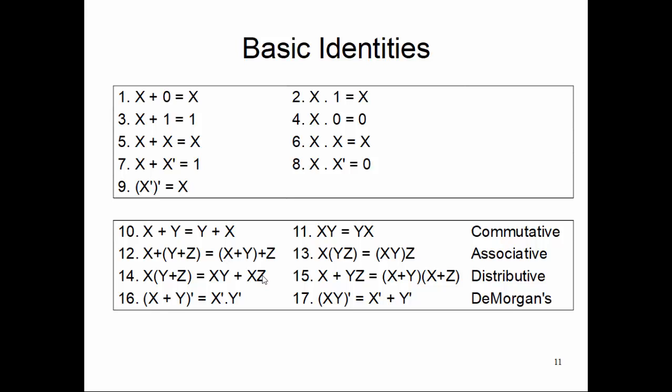However, in Boolean algebra, we can distribute the or over and, as in 15. If there is any x or yz, it will be equal to (x or y) and (x or z), which is not true in normal algebra. We cannot distribute addition over multiplication, right?